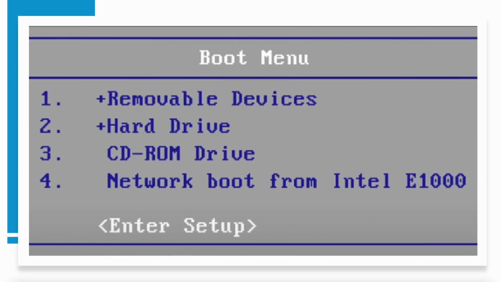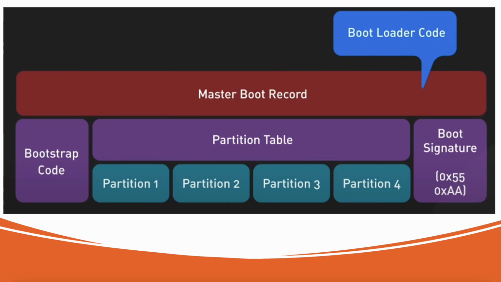The bootloader is usually set to check the hard drive first, then the USB drive if it does not find anything on the hard drive. On a BIOS system, the bootloader code lives in the first sector of the hard drive called MBR. MBR stands for Master Boot Record.